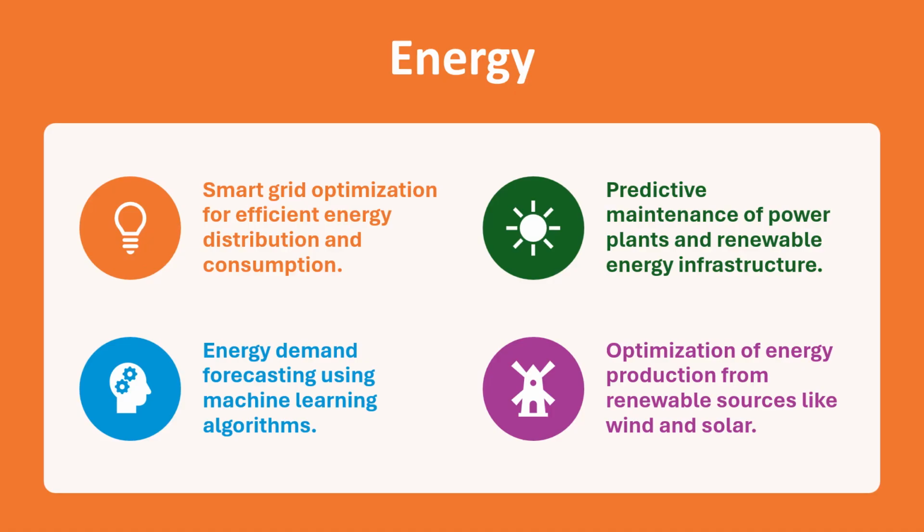In the energy sector, smart grid optimization for efficient energy distribution and consumption, predictive maintenance of power plants, renewable energy infrastructure, energy demand forecasting using machine learning, and optimization of energy production from renewable sources like wind and solar. Basically, here the concept is you put a lot of sensors, acquire a lot of data, and then you can make a predictive analysis for optimizing the whole system. That's the basic idea in this system also.